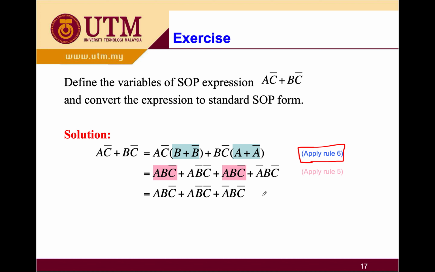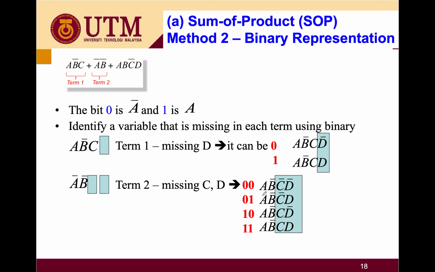So what you need to know on sum of products is that bit 0 is A bar and bit 1 is A. So it depends on what is A and what is A bar. In this example, it mentions to identify a value that is missing in each term using binary. You know that binary only has 0 and 1.